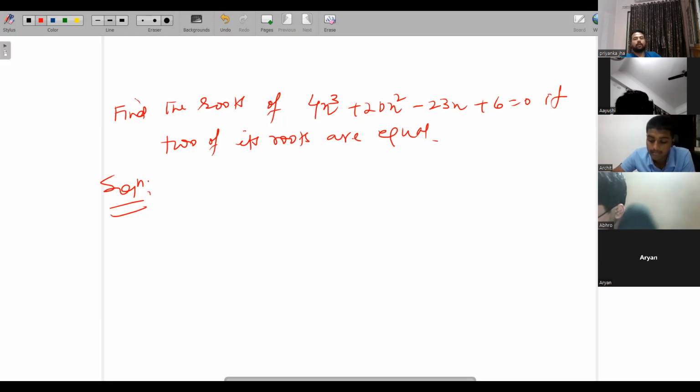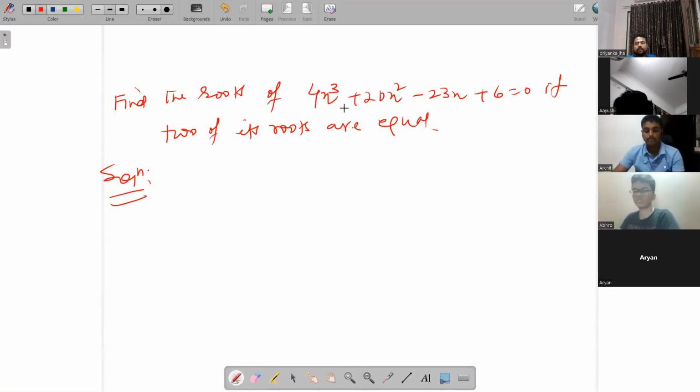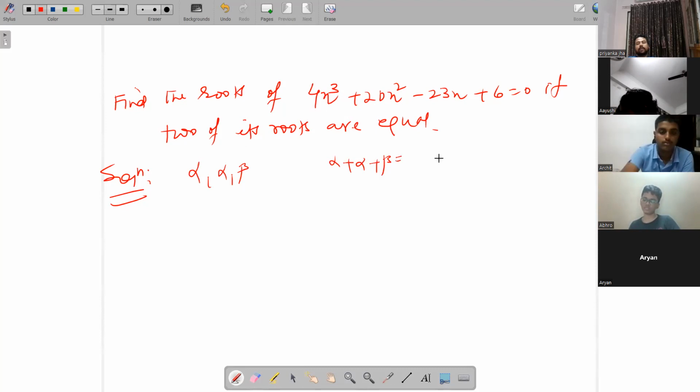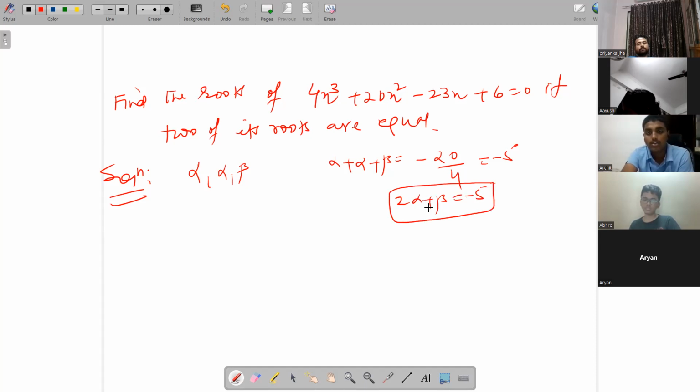See, this is a cubic equation, so it will have 3 roots, and 2 of its roots are equal. So suppose alpha, alpha, and beta are the 3 roots. Both 2 roots are equal, right? So now you find the sum of the roots. Sum of the roots is minus b by a. So minus b is 20 by 4, that is minus 5. So 2 alpha plus beta, from here you have minus 5.